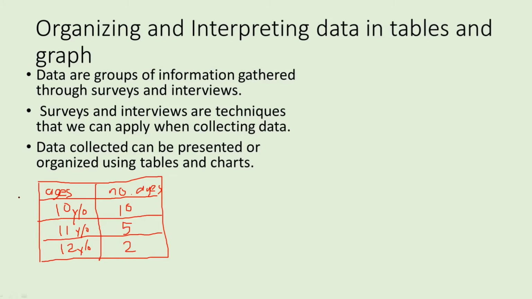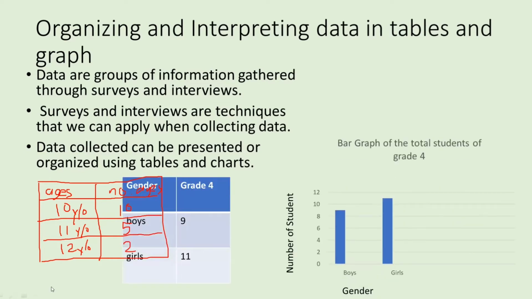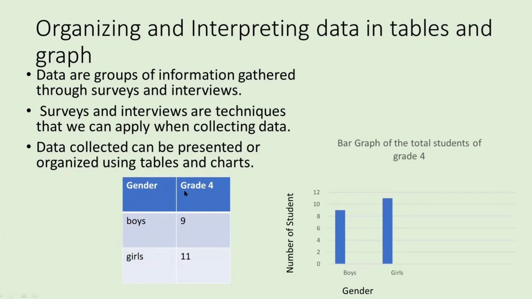So, ito yung ating table. So, meron pa akong another table. So, let's say, these are my table. Meron akong gender and then meron ako ditong grade 4. So, nag-survey ako or tinignan ko sa grade 4 kung ilan yung boys at ilan yung girls. So, based on my list, merong 9 boys sa grade 4 at merong 11 girls sa grade 4. So, ayun yung survey na ginawa ko. So, inorganize ko siya sa table.